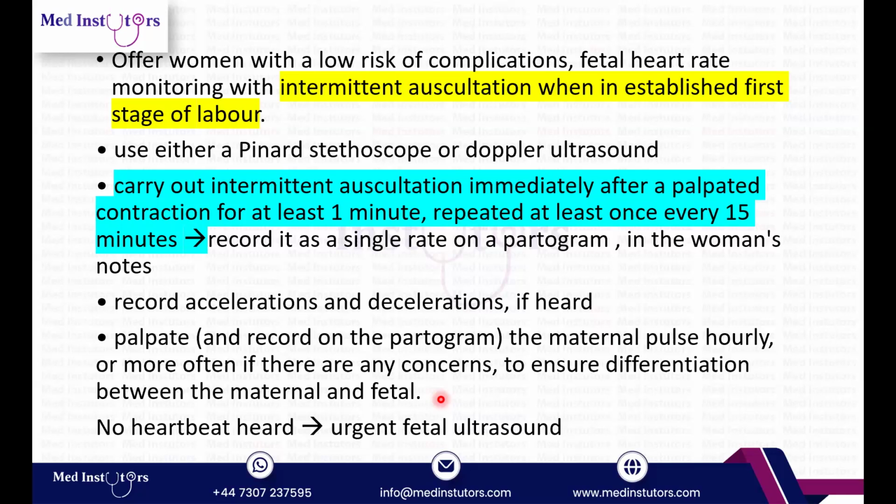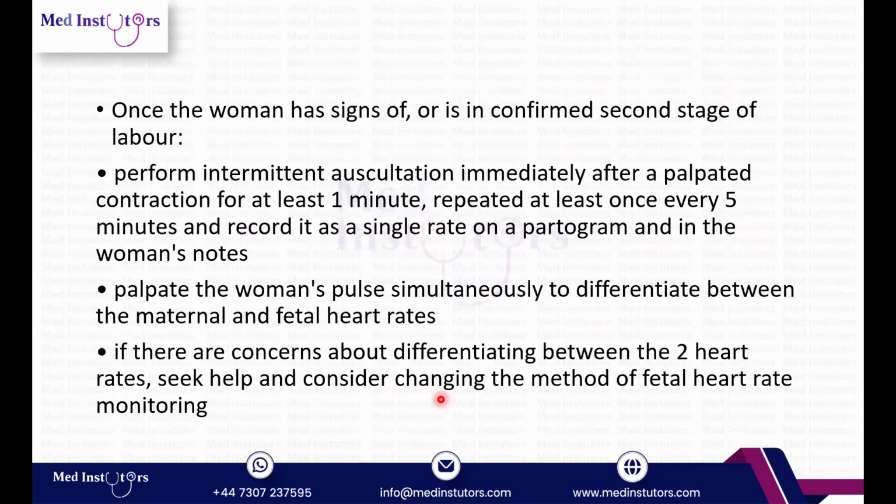When she is in the second stage of labor, that is, she's fully dilated, what would you do? You would perform intermittent auscultation immediately after a contraction for at least 1 minute, and this is to be repeated every 5 minutes. In the first stage, you listen every 15 minutes. In the second stage of labor, you listen every 5 minutes. And again, you record it as a single rate on the partogram.